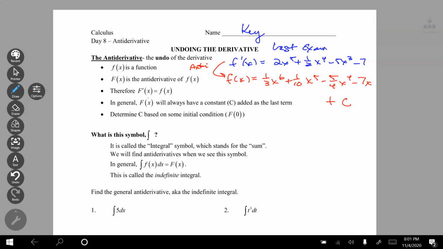And that's what we're going to do. We're going to work on taking the antiderivative. So capital F prime is the original function f, and the capital F will have an added c at the end. It will be based on some initial condition, but in general we just do plus c. We will determine the c later.